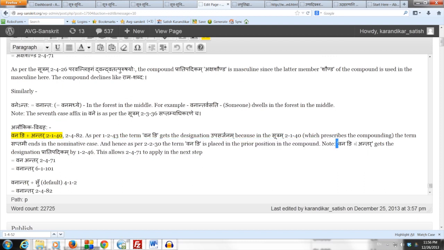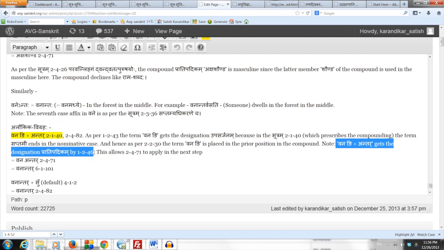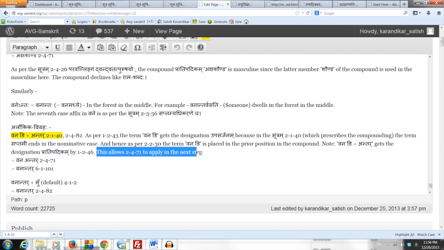Now Vana Ni Antar gets the designation Pratipadikam by 1246 Krit Taddhita Samasascha because we have formed a Samasaha. This allows us to apply 2471 Supo Dhatu Pratipadikayoho to remove the sup affix ni which is inside the compound pratipadikam. So we get vana antar, and finally akas savarne dirghaha gives us vanantar.